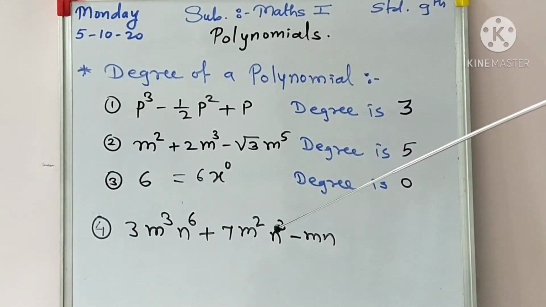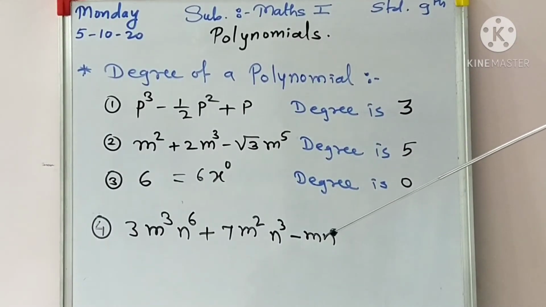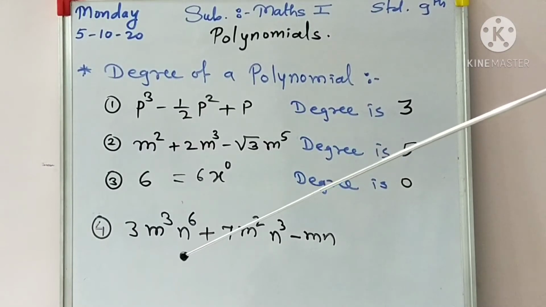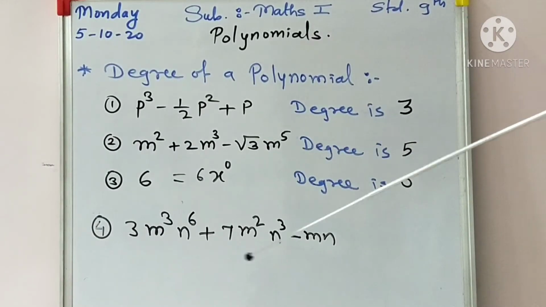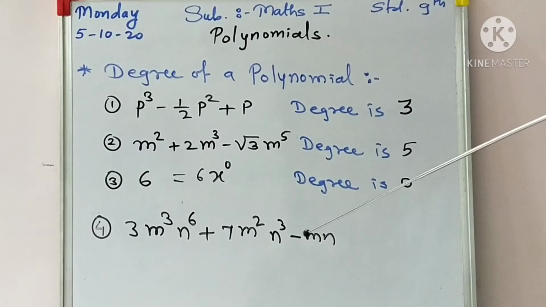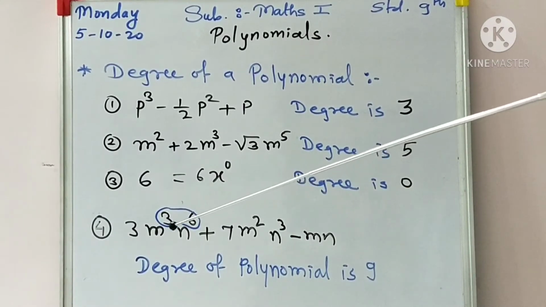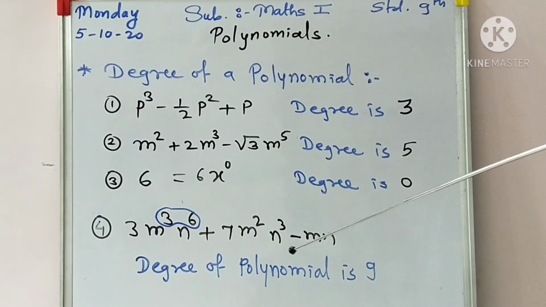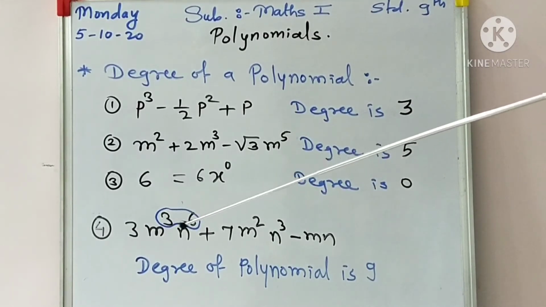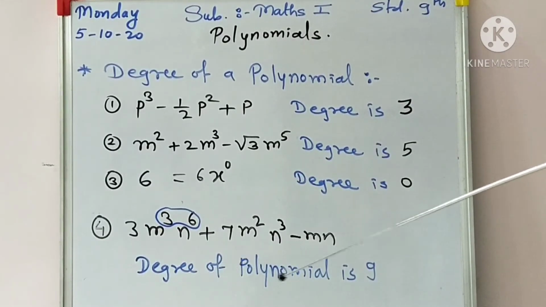Here the sum of the powers is 5 and here the sum of the powers is 2, and therefore we can say that the degree of this polynomial in two variables is 9. Understood? Suppose there is a polynomial with two variables, the highest sum of the powers of the variables is the degree of the polynomial. Okay students?